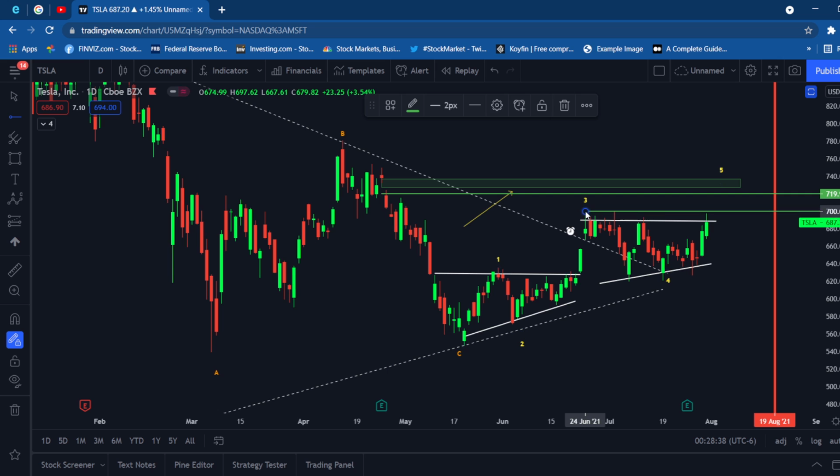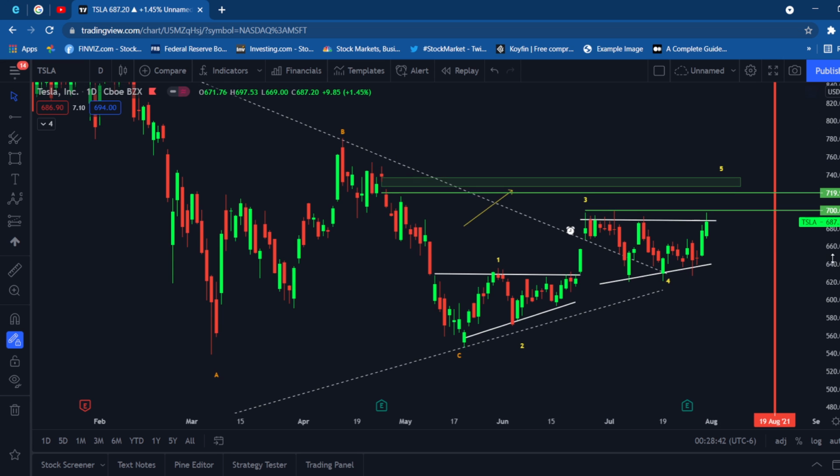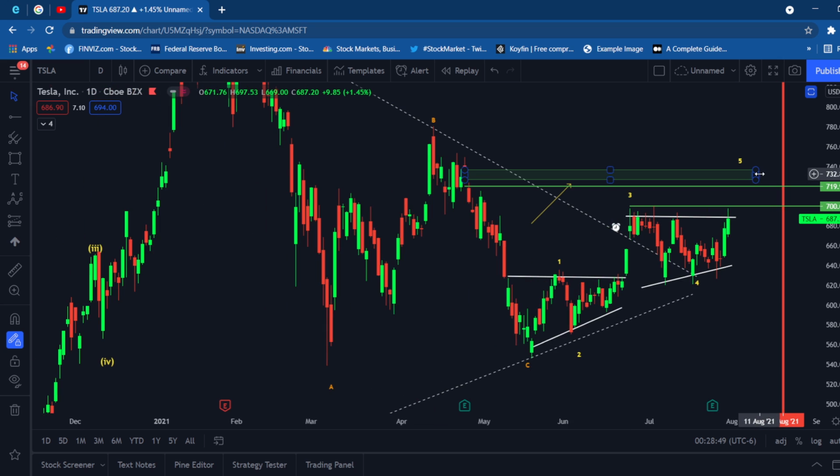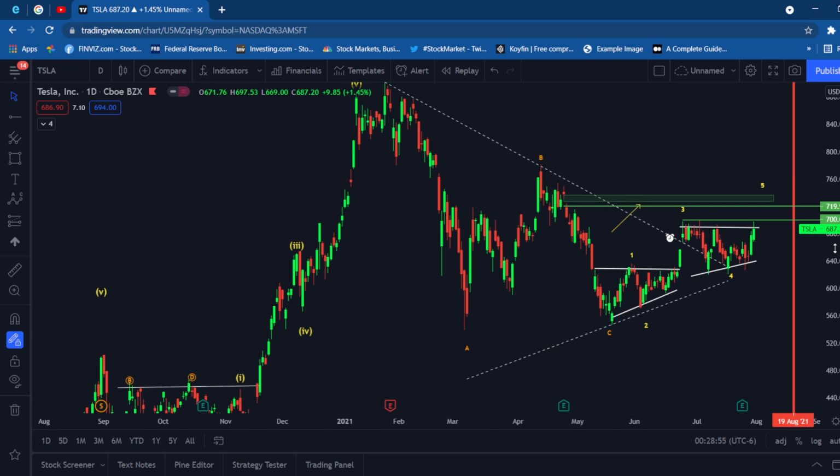Now, price target for tomorrow or the next 2 days: what I'm looking at is this wick right over here. So we have this nice wick. I'm looking to buy calls right around open, and then 700 is the price target, and 719 is the gap entry. So I think we can hit 730 before August 19th, before the actual Tesla AI day.